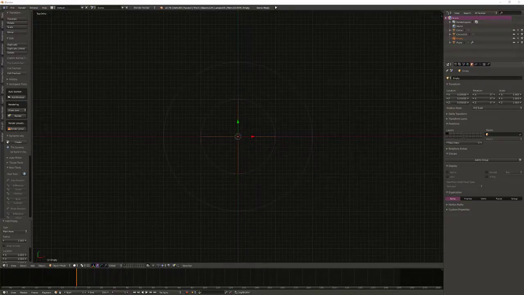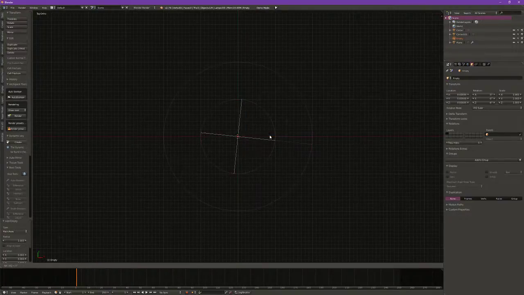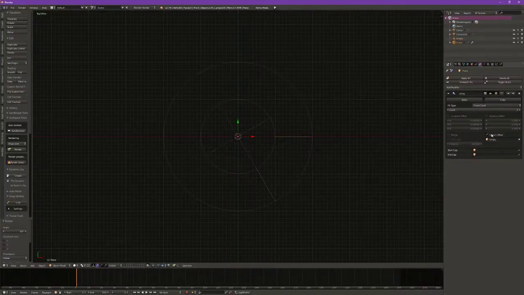Calculator. 60. That's what that currently looks like. Every other one we don't care about.